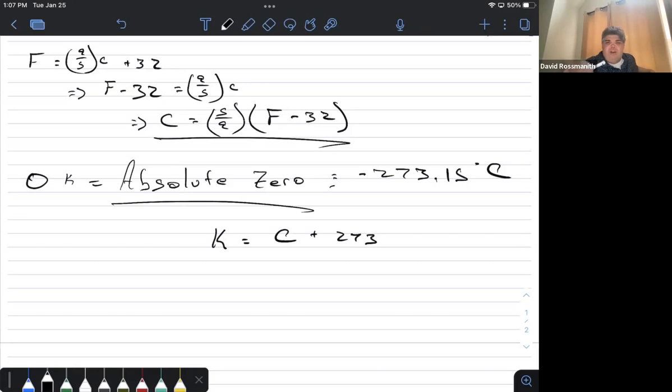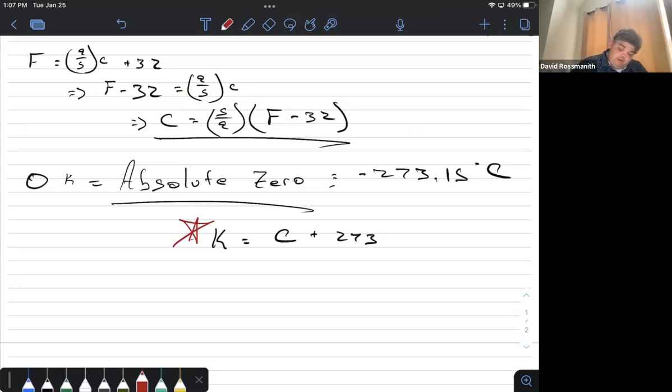I'm going to stop writing the 0.15 because who cares? 273. That's it. So if I told you water freezes at 0 degrees Celsius, what temperature does it freeze at in Kelvin? 0 plus 273, it freezes at 273. Very easy. So this is important, how to convert from Celsius to Kelvin. Very easy to remember. Whatever the number is in Celsius, add 273 to it, and you have your answer.